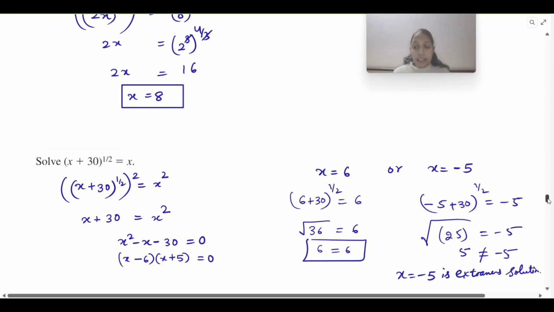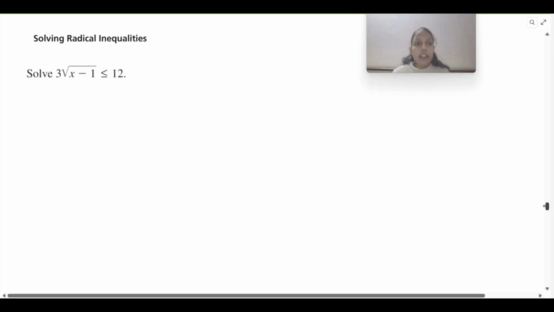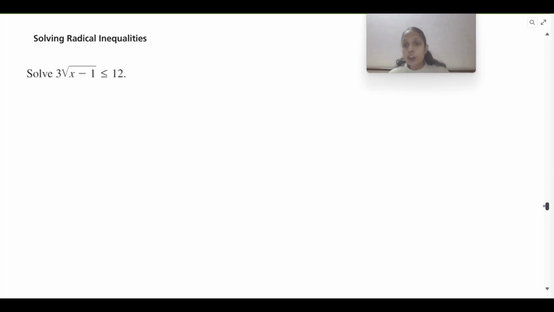Okay. Next we will do the inequality. Now we have an inequality. It says solve the radical inequality. You have a less than or equal to sign. What can you remember in the inequality question? If you are dividing by a negative term, change the inequality. If you multiply by a negative term, change the inequality. Here I divide by 3. 3 is a positive number, so the inequality remains the same.